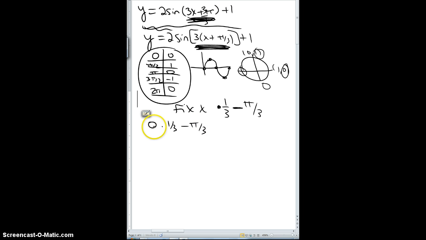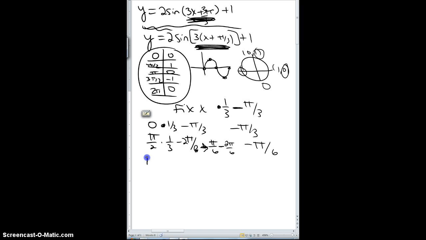All right, so the first one, what did I just do there? I took my 0, multiplied it by 1/3, and minus that. So that's just a negative pi over 3. My next one is pi over 2, multiplied by 1/3, minus pi over 3. So let's see, this is what? Pi over 6. So pi over 6 minus this would be, common denominator, 2 pi over 6. So that's a negative pi over 6.